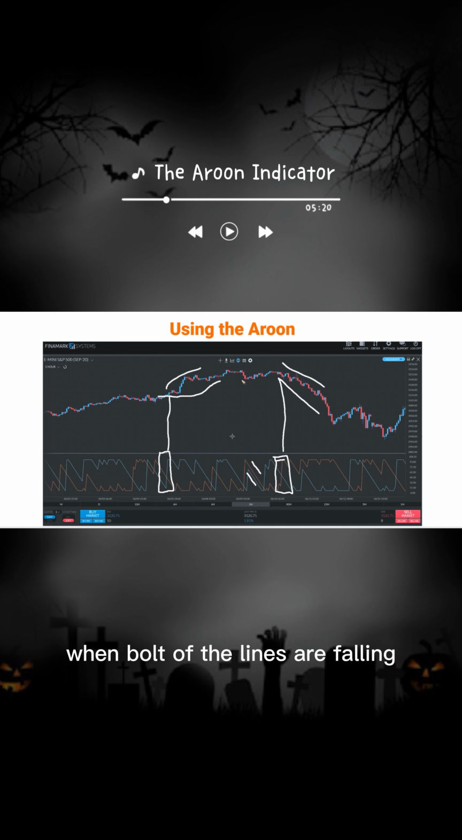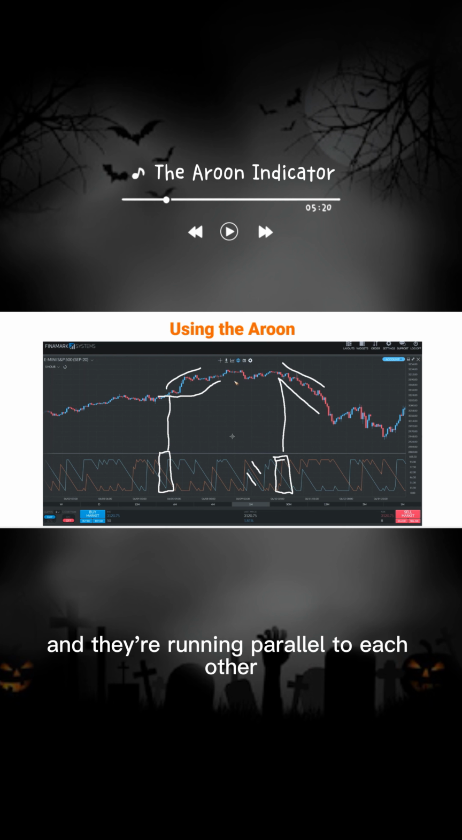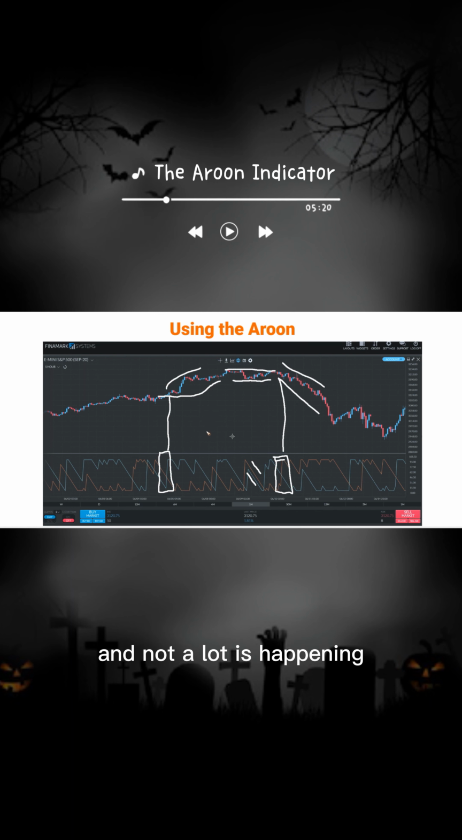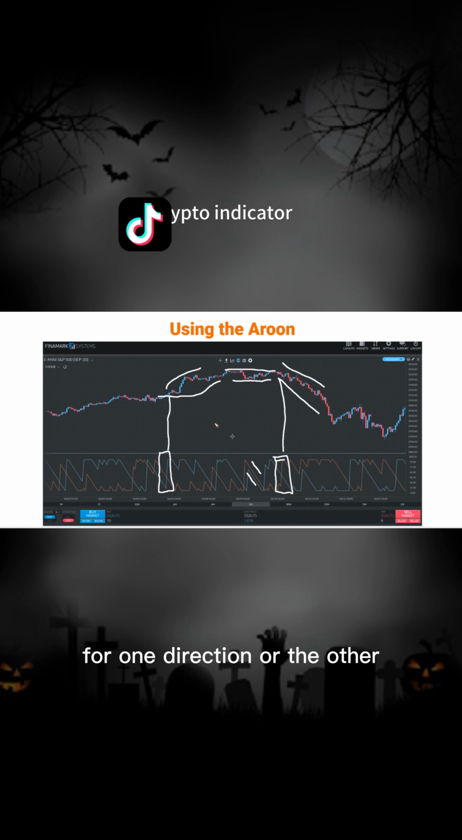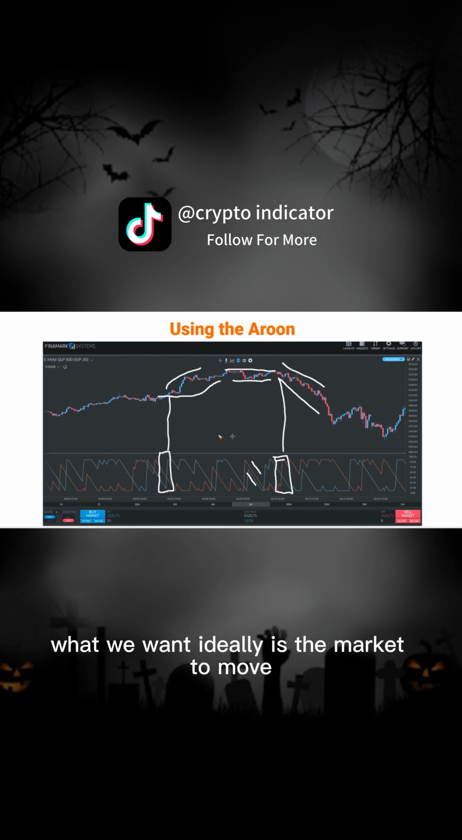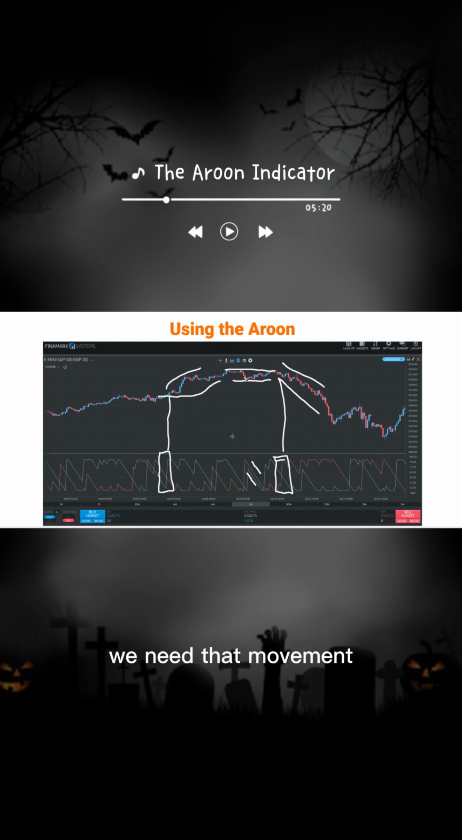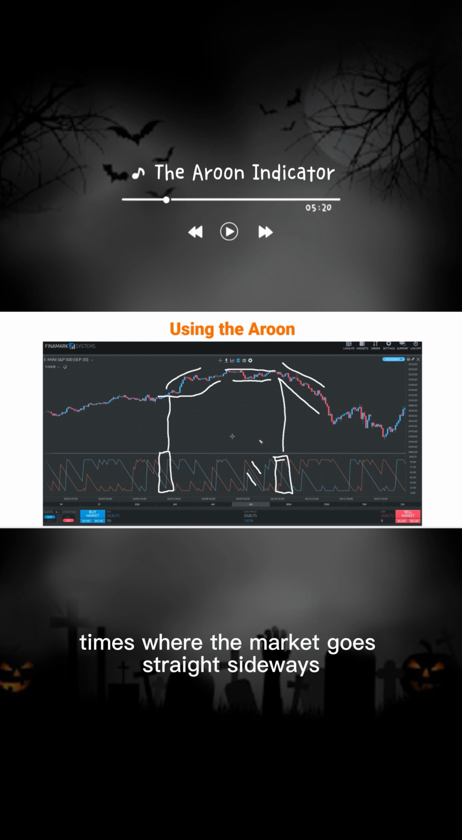When both of the lines are falling and they're running parallel to each other, this usually is occurring in a time where the market is in a consolidation phase and not a lot is happening for one direction or the other. And as a trader, what we want ideally is the market to move. Whether it's in one direction or the other, we need that movement. So we usually don't prefer times where the market goes straight sideways.